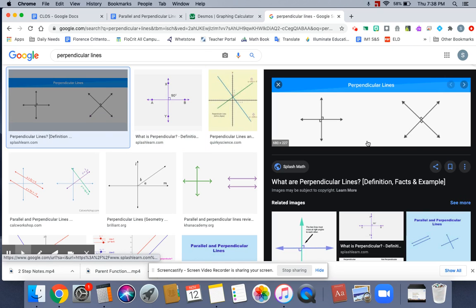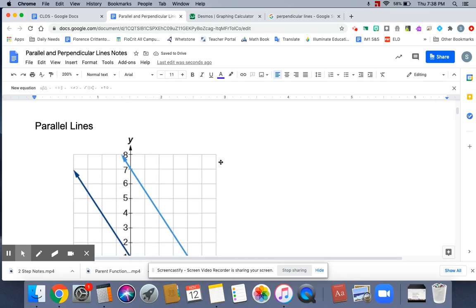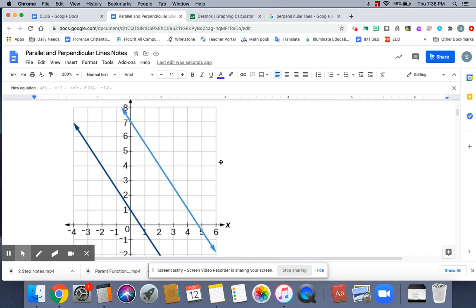So like here's more examples where they're crossing perfectly. So even if you spin this around, like this is kind of when it's spinned, as long as each corner is a 90-degree angle where you can put like little squares in them, perfect little squares, then they're considered perpendicular lines. Here's a picture of two parallel lines.